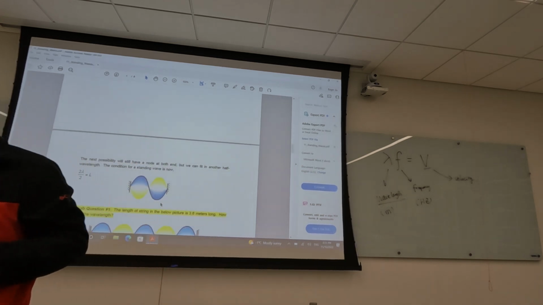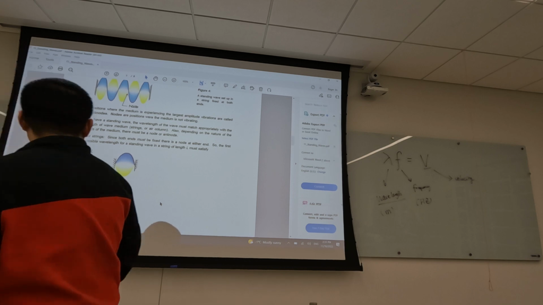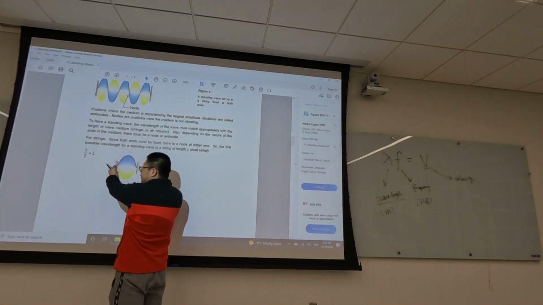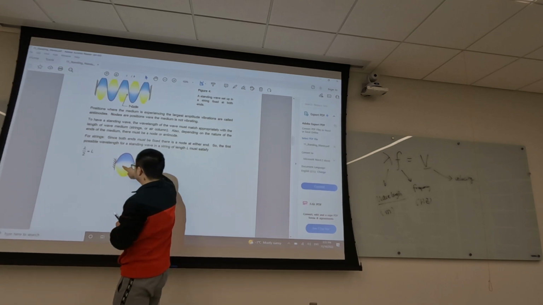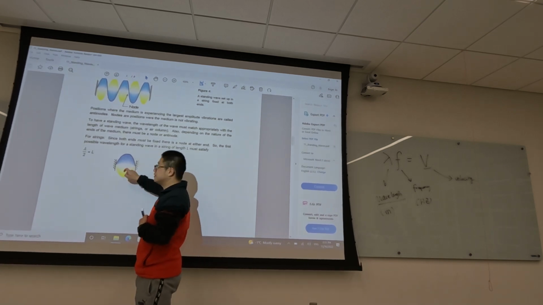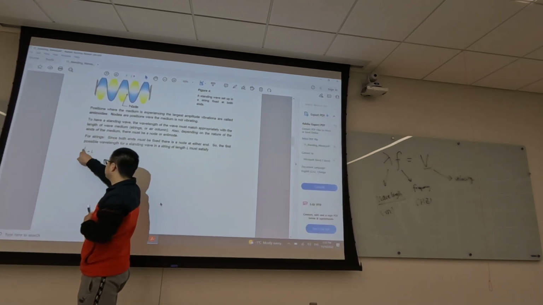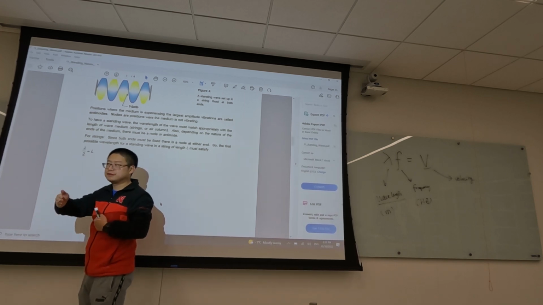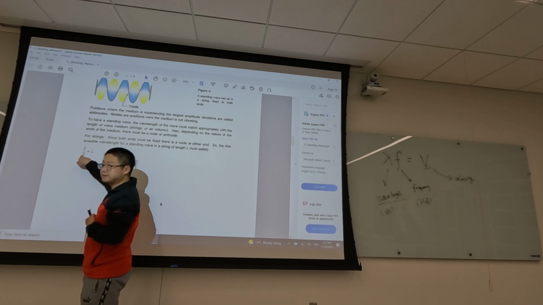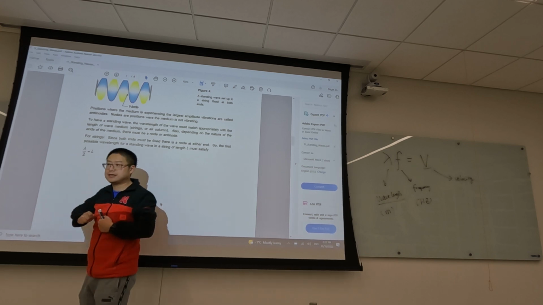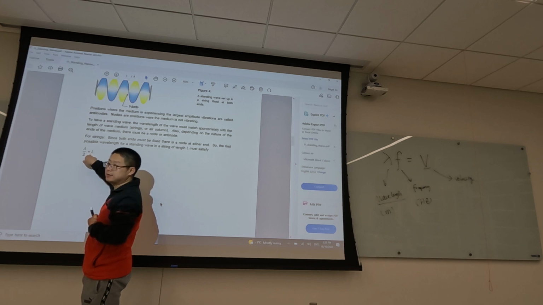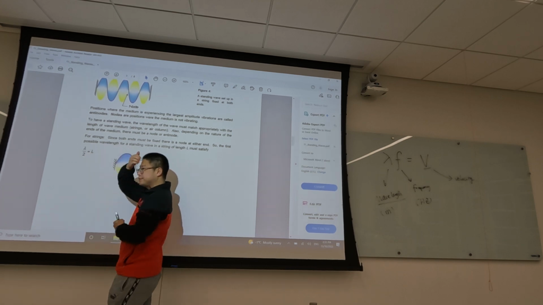How about in this case? Of course we can measure this distance L, but here there is only half a wavelength, right? So we have this equation: lambda over 2, because this is only half a wavelength, equals L. Based on this equation, we can calculate lambda. Lambda equals 2 times L, because we can measure the L.